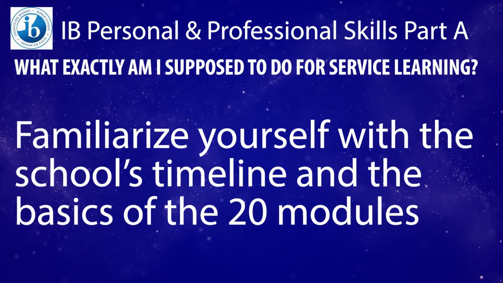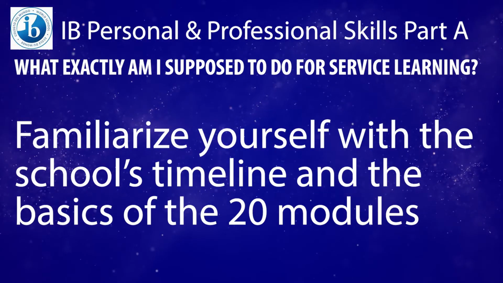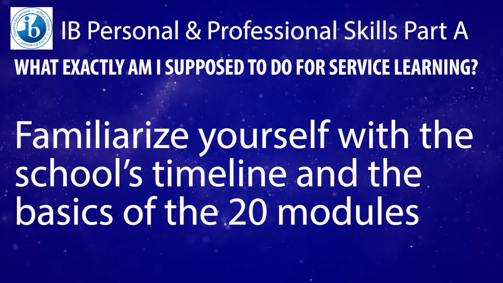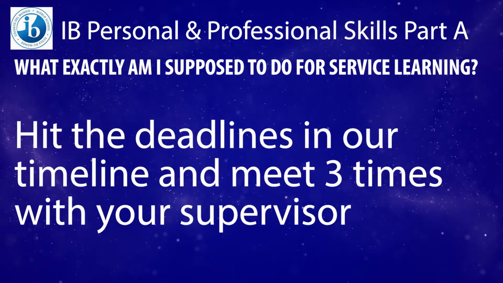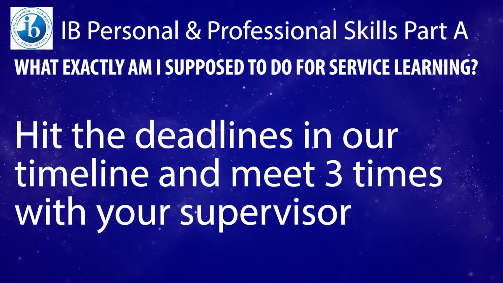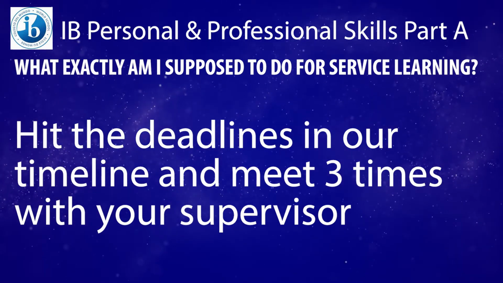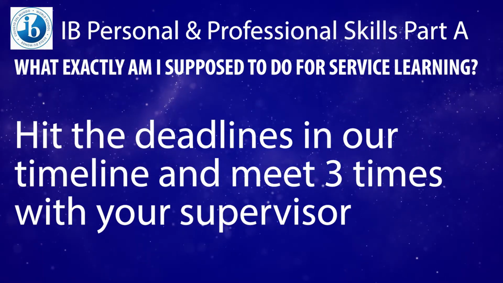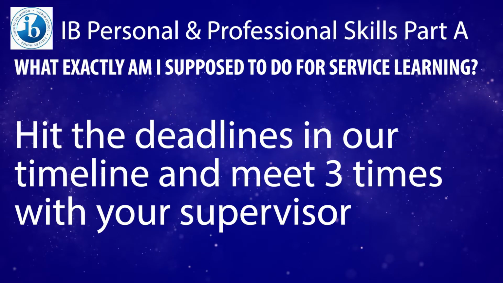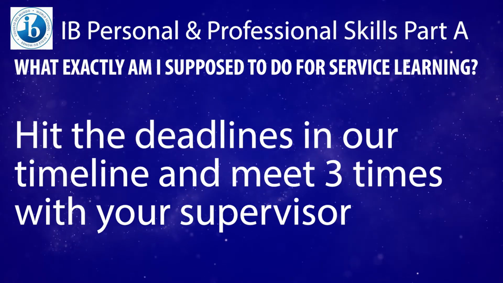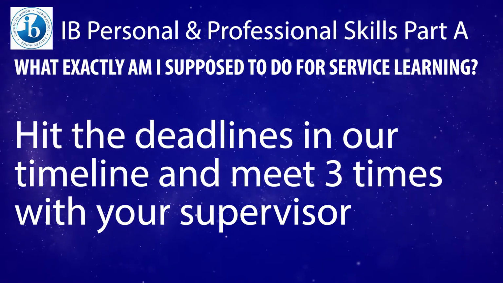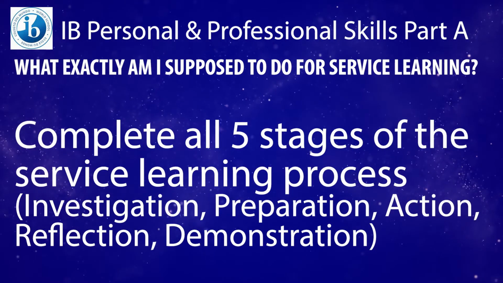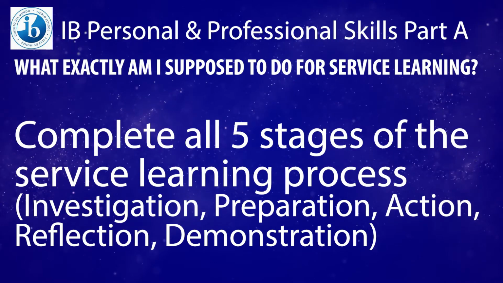You should familiarize yourself with our timeline as well as the basics of the modules and align it to the rest of your schedule for the year as quickly as possible. As you complete the modules, you are required to meet with your service learning coordinator or an adult advisor at least 3 times throughout the year. Come prepared each time to present information and ask questions that you need answered to make sure your project is a success. You will be required to follow the 5 stages of service learning as you develop the project.